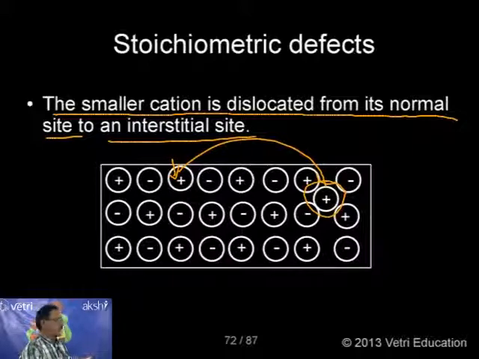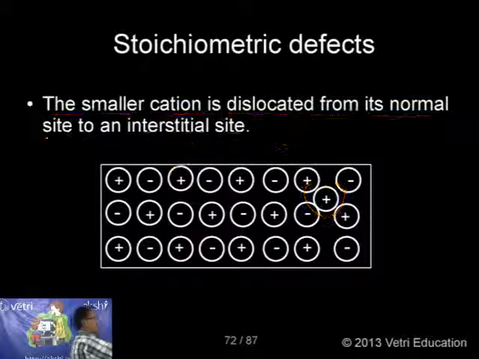So how is this possible? This is possible only when the cation is smaller and the anion is larger. This is actually called Frenkel defect. Okay, let me go to the next.